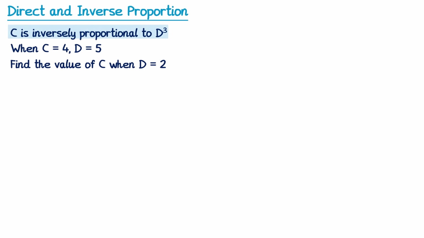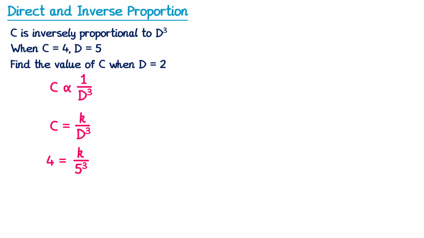So let's start by writing c is inversely proportional to d cubed. That c is proportional to 1 over d cubed. This allows us to write that c is equal to some constant k divided by d cubed. Now we substitute in the values we've got, so c is 4 and d is 5. So let's replace the c with a 4, so 4 equals k over d cubed, so k over 5 cubed.